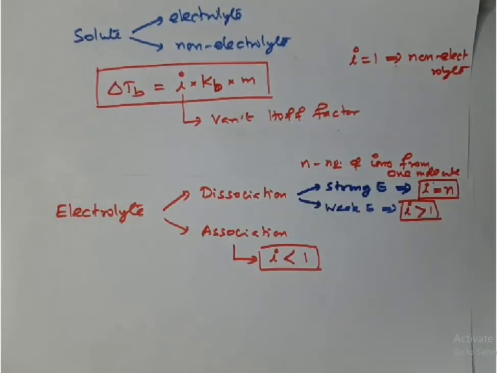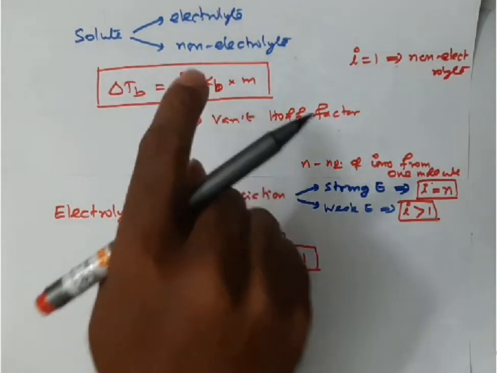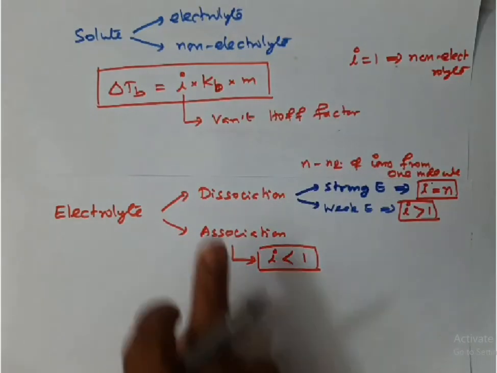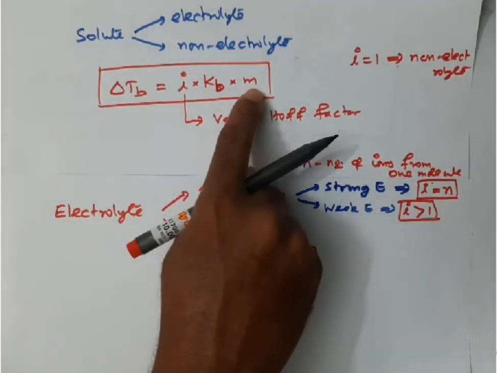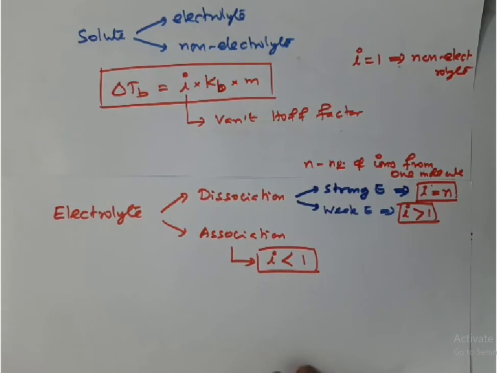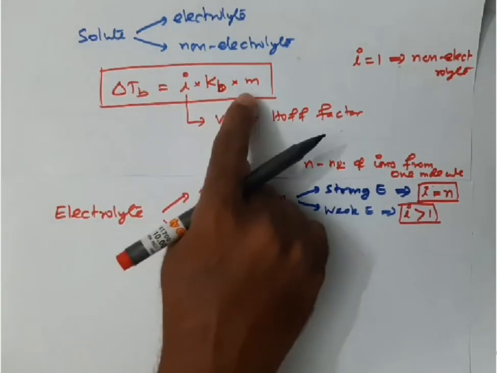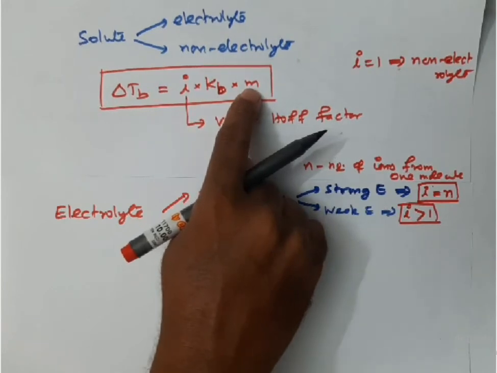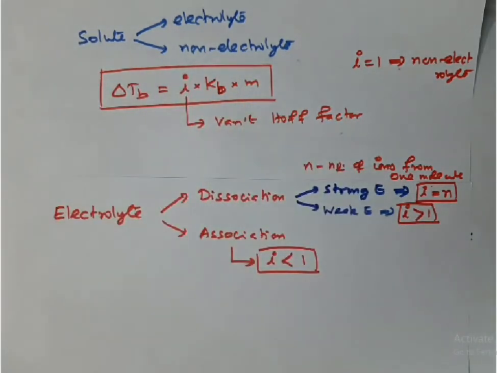Right now, remember this expression: delta Tb is equal to i into Kb into m, where Kb is called the ebullioscopic constant and m is the molality of the solution, and delta Tb is the elevation of boiling point. It is very clear that elevation of boiling point depends on the molality of the solution. If you add more solute, molality will increase, so elevation of boiling point also will increase.